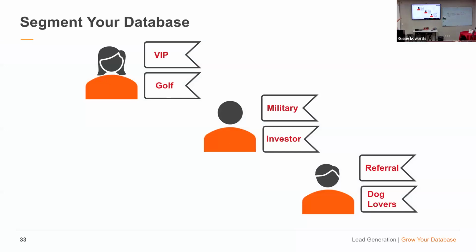The one thing I want you to remember with how you're going to communicate with your database, this is your 36 touch: segment people. Think through ways you would want to filter people. These are some ideas. They're a VIP person. They're golfers, they're military, they're an investor, they're a referral, they're dog lovers, whatever it is. So if you were going to send out something about a new dog park and you have your people tagged that are dog lovers, you can quickly filter that and send something specific to those people.